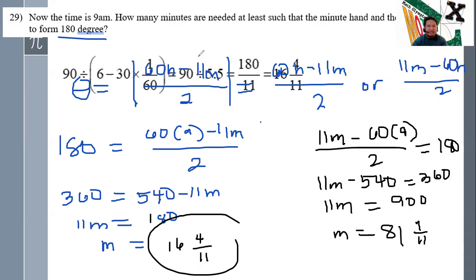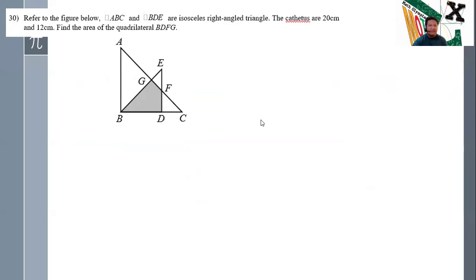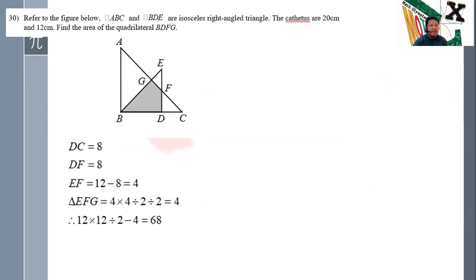Okay, and if that's the case, we try to move forward with the next question. Question number 30, the last and final question. For this one, refer to the figure below. Triangle ABC and triangle BDR are isosceles right triangles. The hypotenuses are 20 centimeters and 12 centimeters. Find the area of the shaded region.